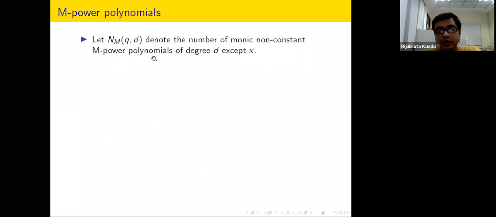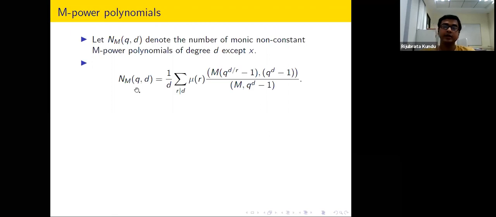Once again, exactly as N_q(d), we can count the number of such polynomials. Let N_m(q,d) denote the number of monic non-constant m-power polynomials of degree d except x. And here is a formula for this, which looks a little messy, but this is what we have. 1 by d, summation over r dividing d, mu(r) into this following fraction. The outside bracket is basically a GCD: GCD of m into q to the power d by r minus 1 comma q to the power d minus 1, by m into q to the power d minus 1. Anyway, we can just take the denominator outside because it does not depend on r.